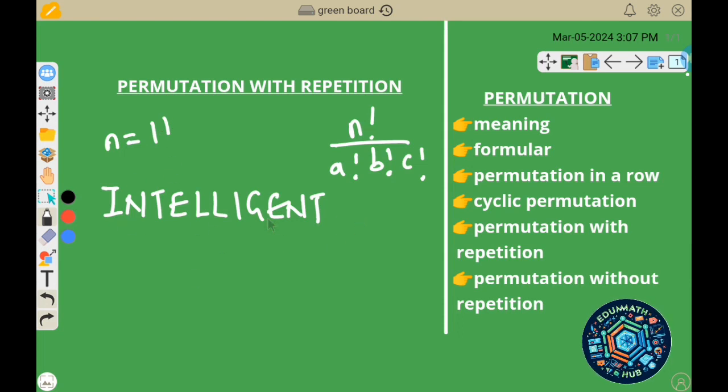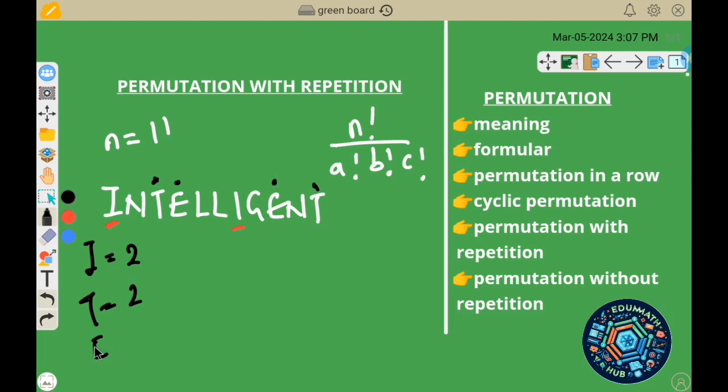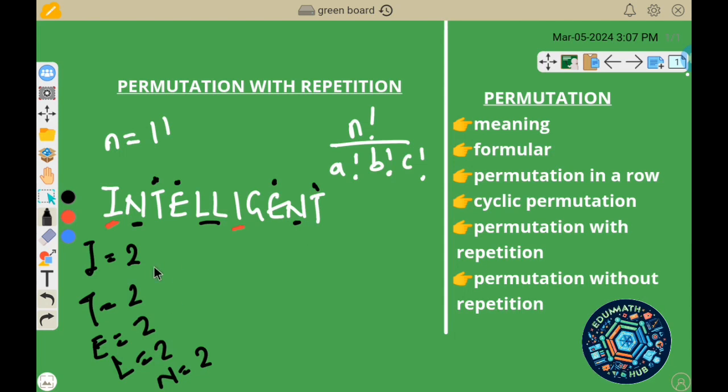Now let's count the repetitions because there are some objects repeating here. So I is occurring twice. Then let's count the next one. T is occurring twice. Then we also have E. E is occurring twice. Then we have L. L is occurring twice. Then you have N. N is occurring twice. So these are the number of repetitions that you have.